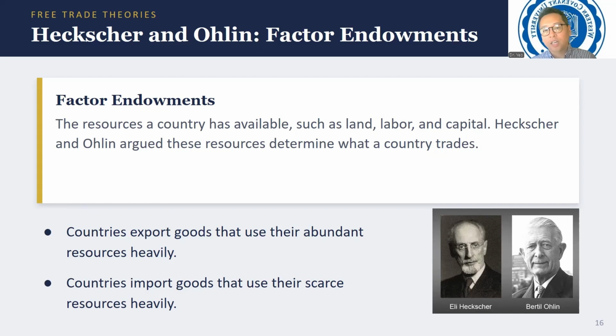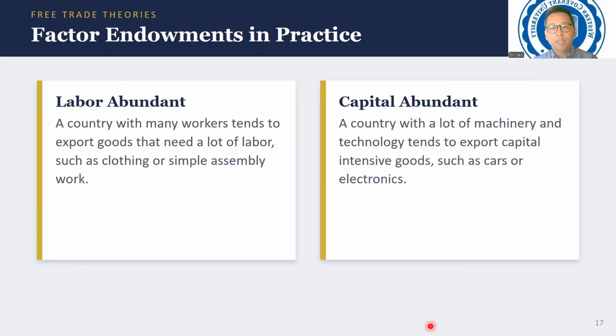A country with a lot of skilled workers and advanced machinery will likely export manufactured goods. Let us look at a concrete example next. Let's make factor endowments more concrete.